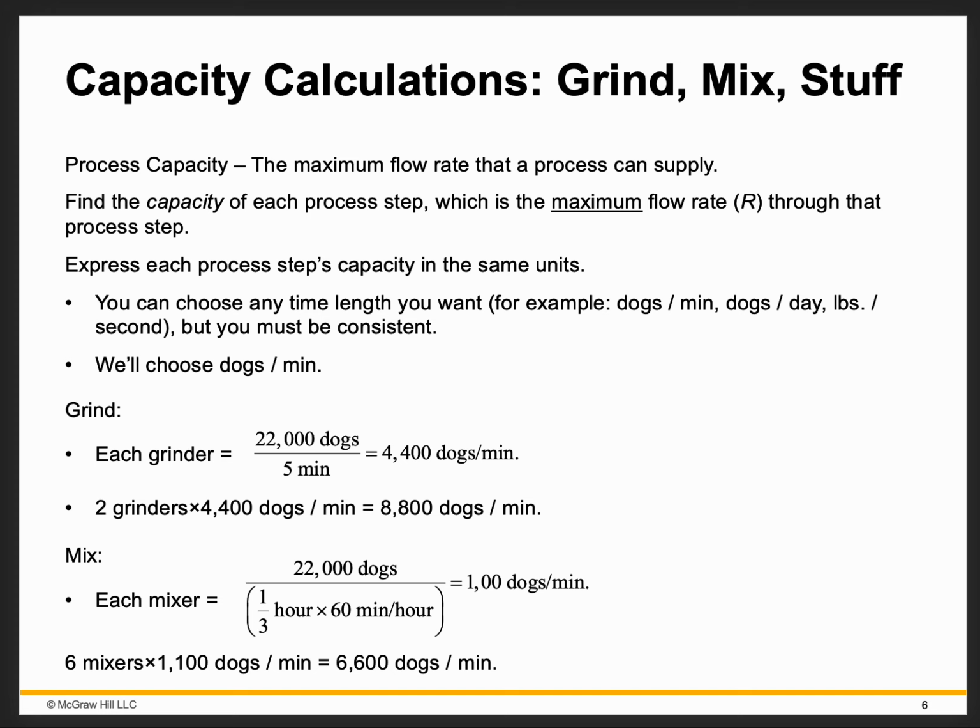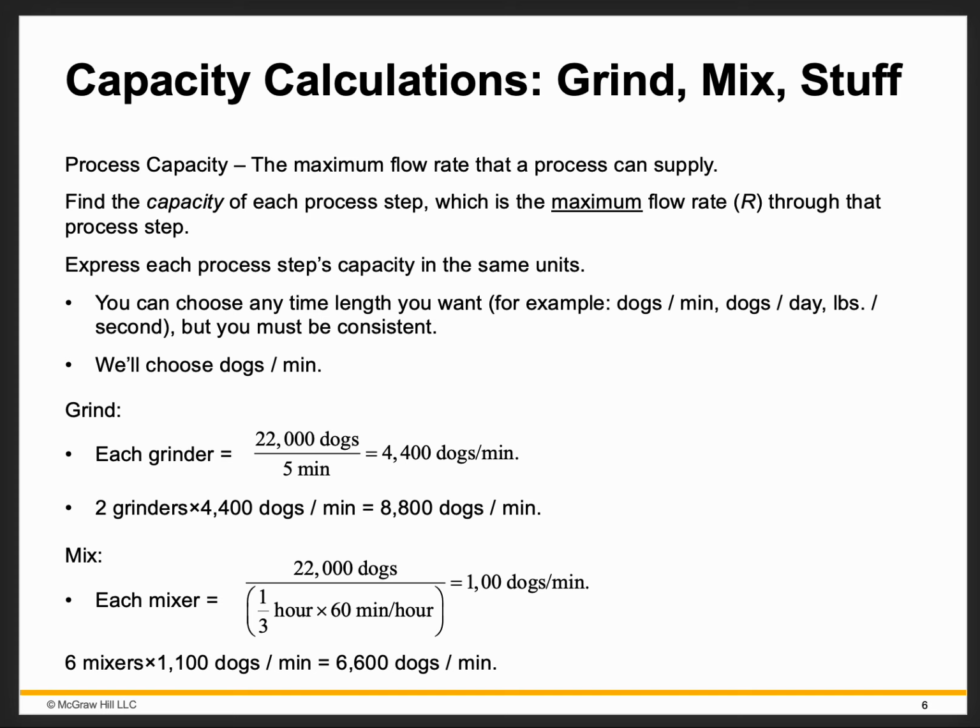So this is the average value, right? Obviously, it takes 5 minutes for the process to happen. So one hot dog has to wait 5 minutes for the process to happen. But we are just averaging these numbers out, and we say that the average capacity for the grinding process is 8,800 hot dogs.